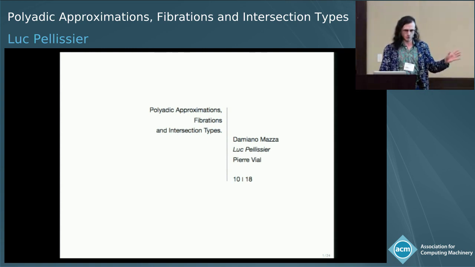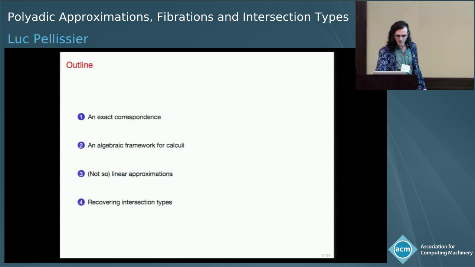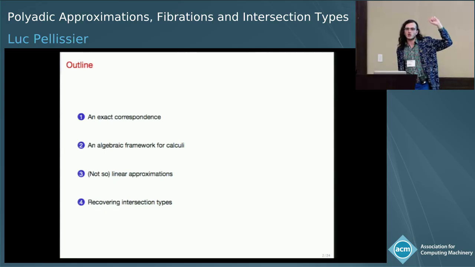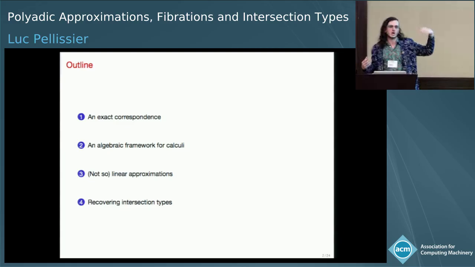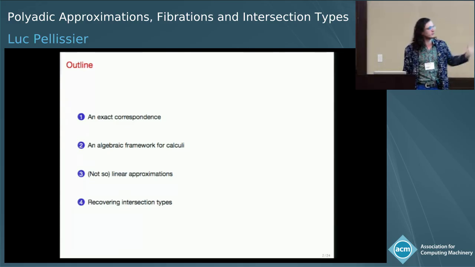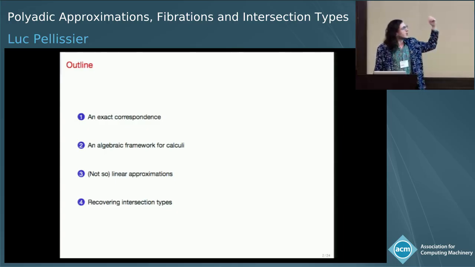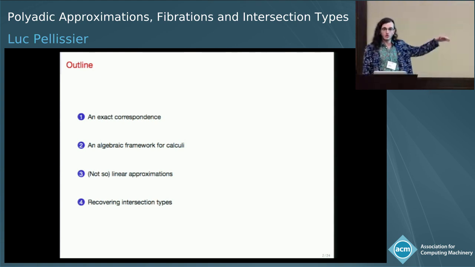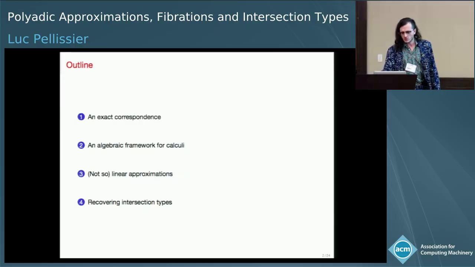So, in order to make sense of everything, I have to introduce some words. First of all, I will motivate this correspondence. Then I will show a framework that is algebraic and general enough, abstract enough, in order to carry on the computations and the theorem proving that we want to make. I will then introduce what I mean by linear approximations, or not so linear approximations, actually. And then I will use everything that has been presented in order to recover intersection types.